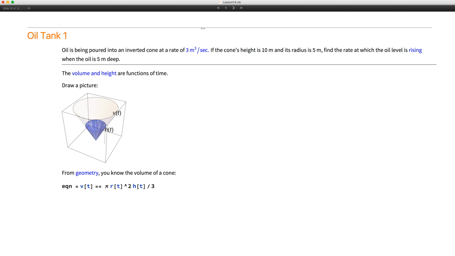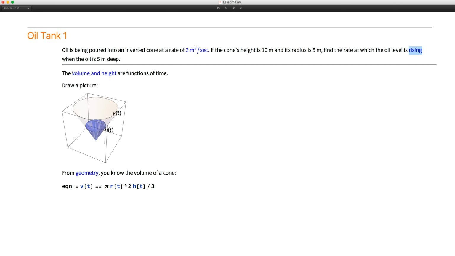Okay, on to the final problem for the lesson. So oil is being poured into an inverted cone at a rate of 3 meter cube per second. That's the rate of change of the volume. You're given that the cone's height is 10 meters, radius is 5 meters, and the question is, find the rate at which the oil level is rising when the oil is 5 meters deep.